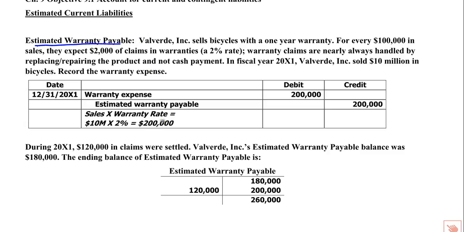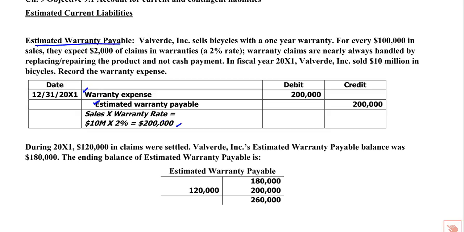Record the warranty expense. So the entry is warranty expense, and then the liability, a current liability, is estimated warranty payable. We're going to use a percent of sales method. So we have 10 million times 2%, which is 200,000. And that's where the debit and credit come from.